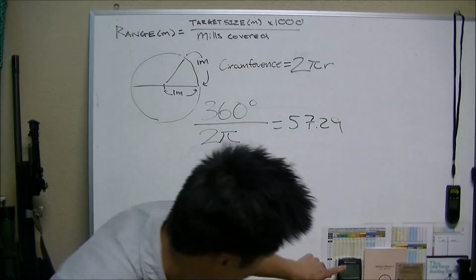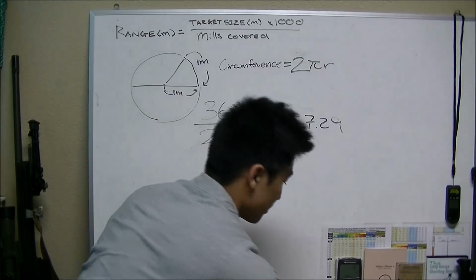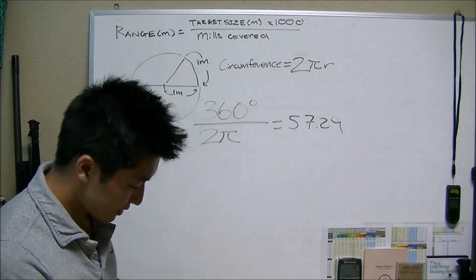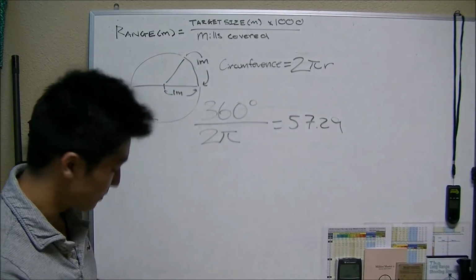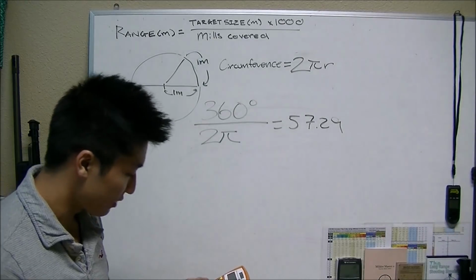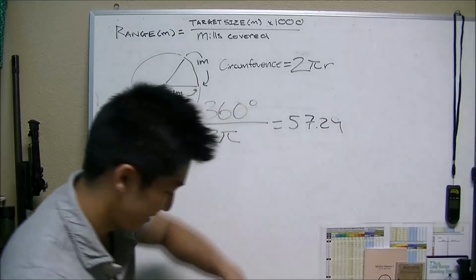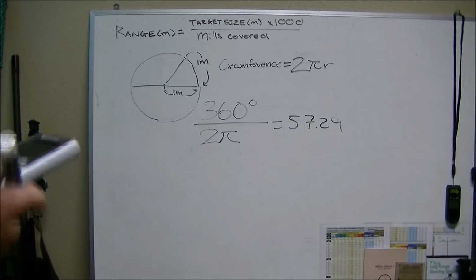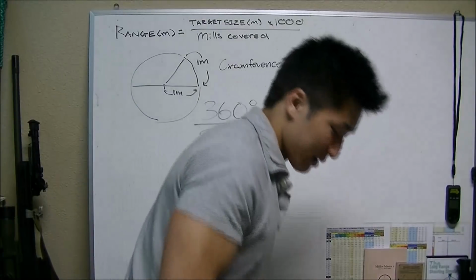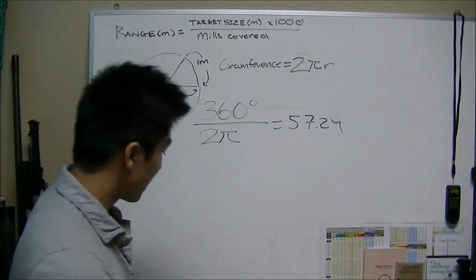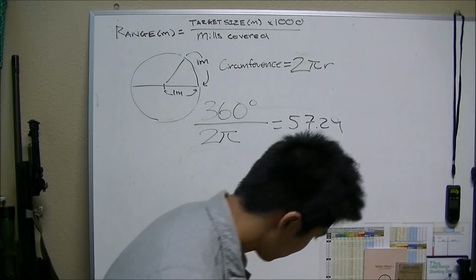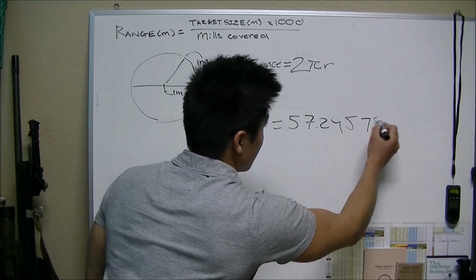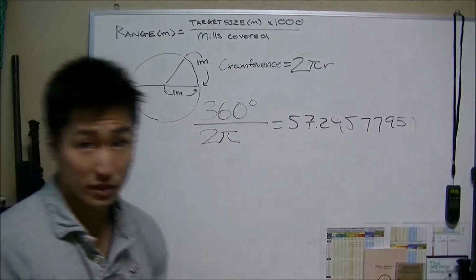I've got here a TI-84, one of the newer ones, but you know what, this little guy here works. It's a TI-30X, so we basically have 360 divided by 2 pi. I don't even know if this one has a pi. Let me just use this one. Right there, 57.29. Okay, sorry, my calculator was not in the correct measurement mode. So we have 57.2957795, and it just keeps on going.